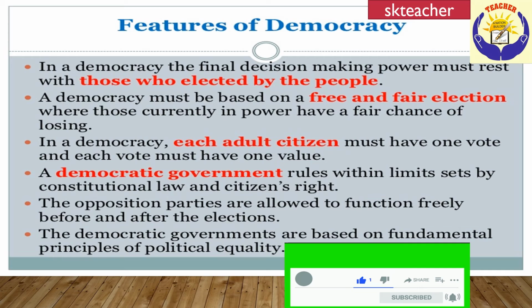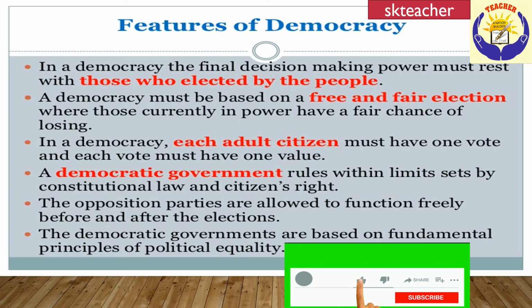Third point, in a democracy, each adult citizen must have one vote and each vote must have one value. This third point we are going to match with Saudi Arabia, Estonia and Fiji. When we see those three nations, they don't give weightage and voting right to women, Russian minority and Indian Fijians. Can we call these three nations democratic nations? Definitely not. Because in a democratic nation, every citizen should be recognized and they should have the voting right.